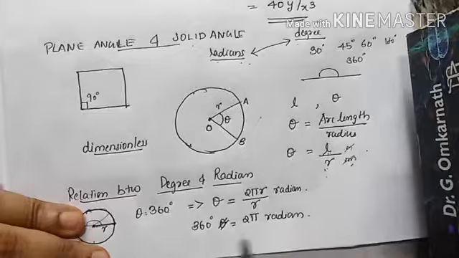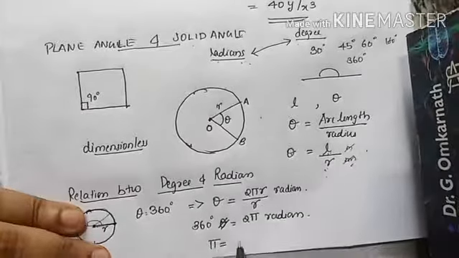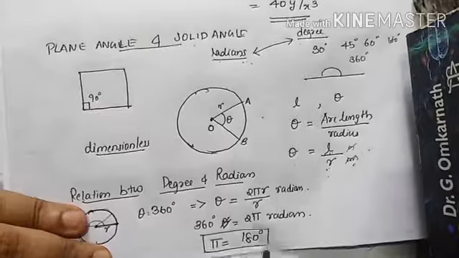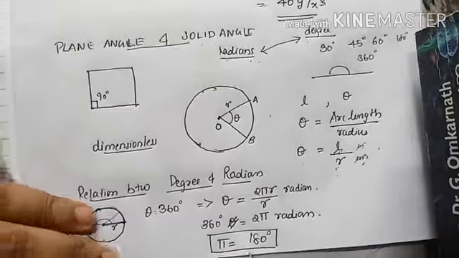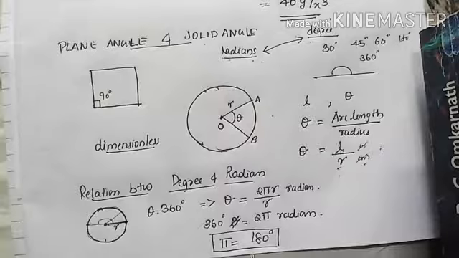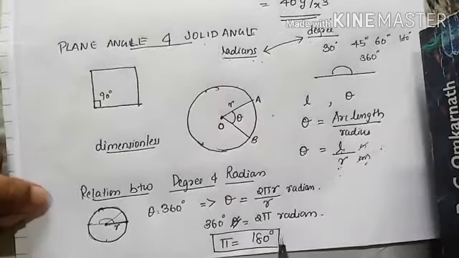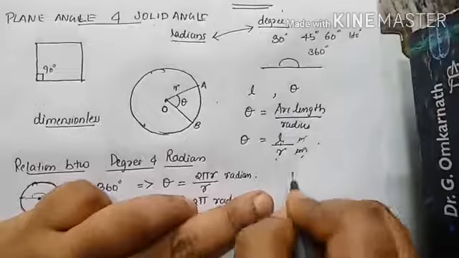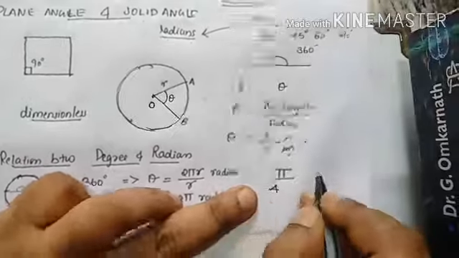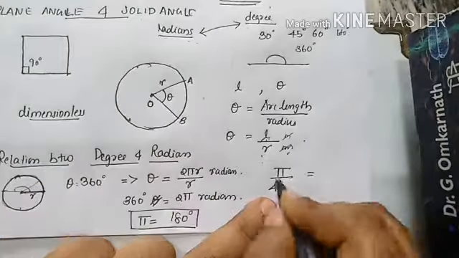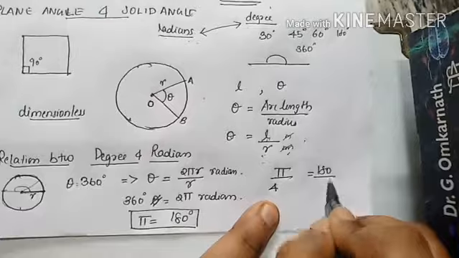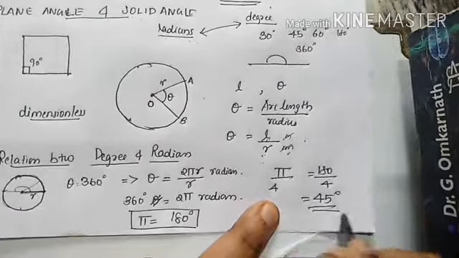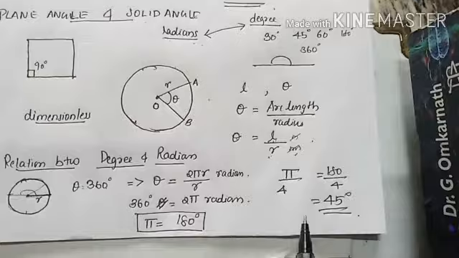Or what will be pi? Pi radian is equal to 180 degree. So this is the relationship between a radian and a degree. Whenever you get a question, say we are getting pi by 4. In place of pi, I will write 180 degree divided by 4. It is 45. This is how you convert. It's very simple logic, guys.